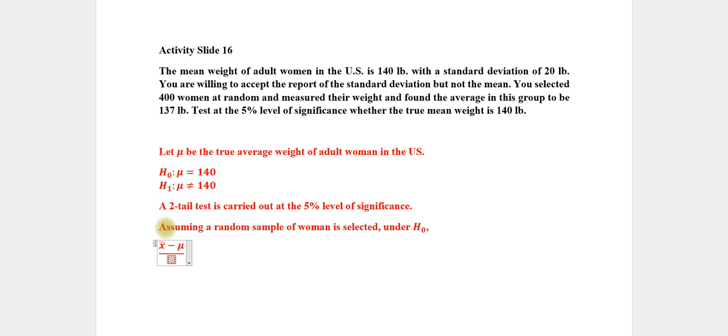minus mu divided by, here you would have to write either s over root n or sigma over root n. As I said, if you put s over root n, you are wrong, because this is not s that is given, but sigma. This is the population standard deviation that is given. So do not put s here.